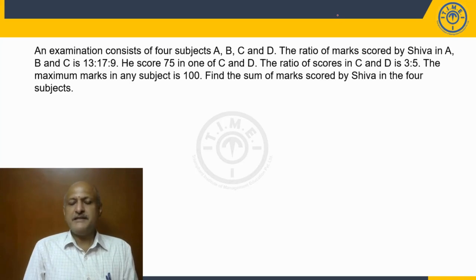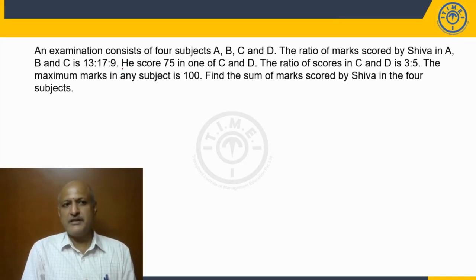Now, there are a few conditions which are given. The ratio of A, B, C is 13:17:9. Next, the ratio of C to D is 3:5. He scored 75 in either of C and D. The maximum marks in the subject is 100. Considering all these, we have to get the answer.